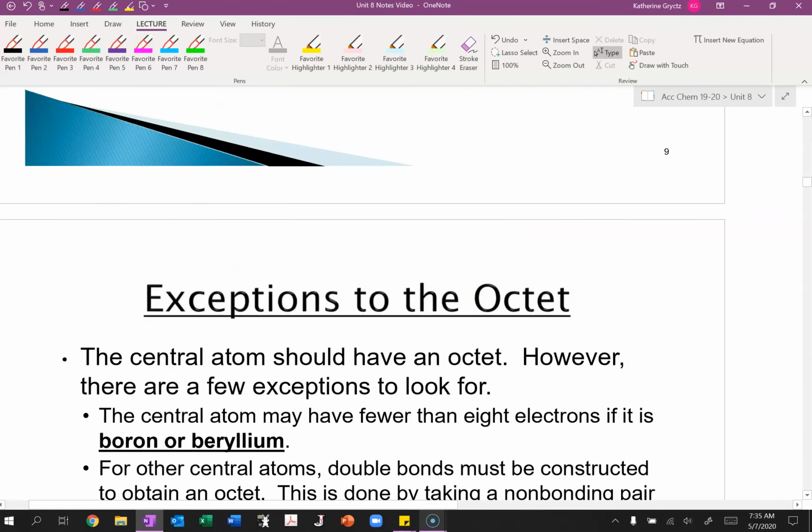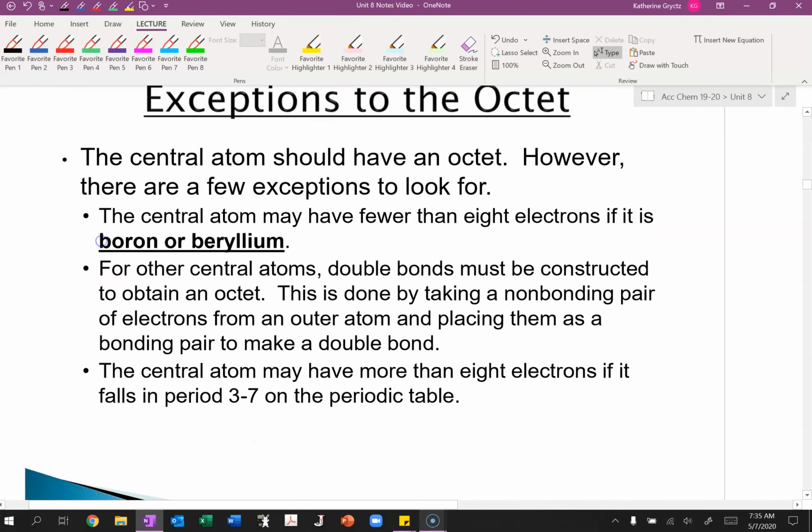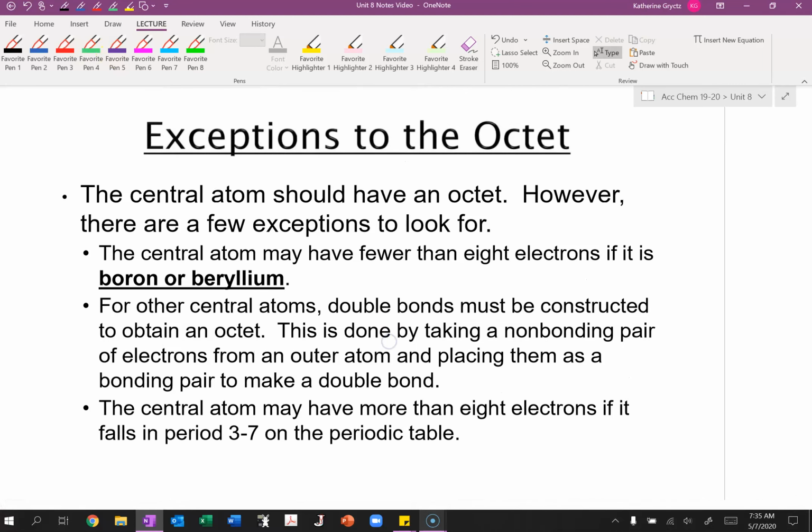Okay, so those are general rules. We're going to see a couple of exceptions that we'll look at, and I'm going to come back to this. But what you're generally looking for is that the central atom should have an octet. You're trying to draw a drawing where that central atom achieves 8. But there are a few exceptions that are common that we need to be able to look for.